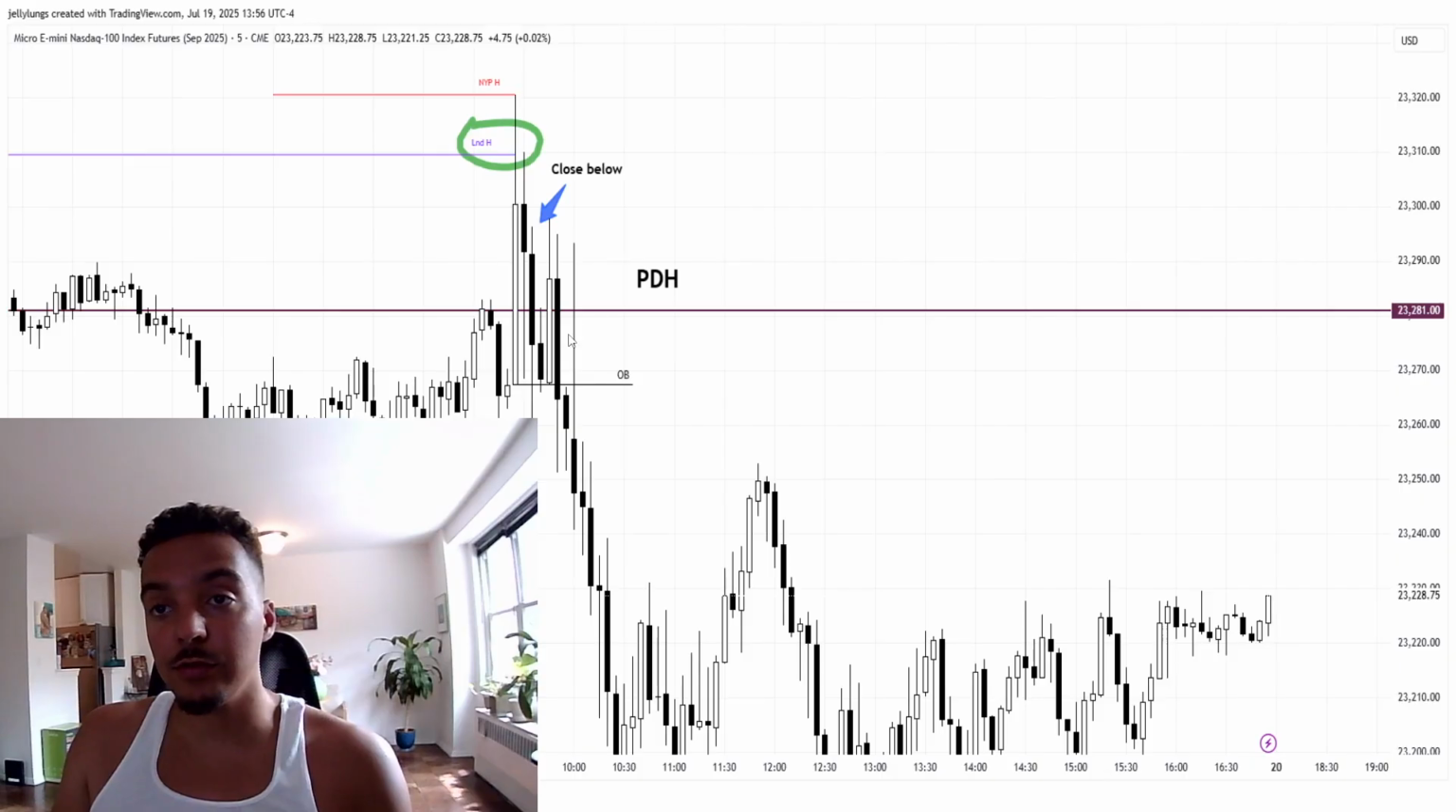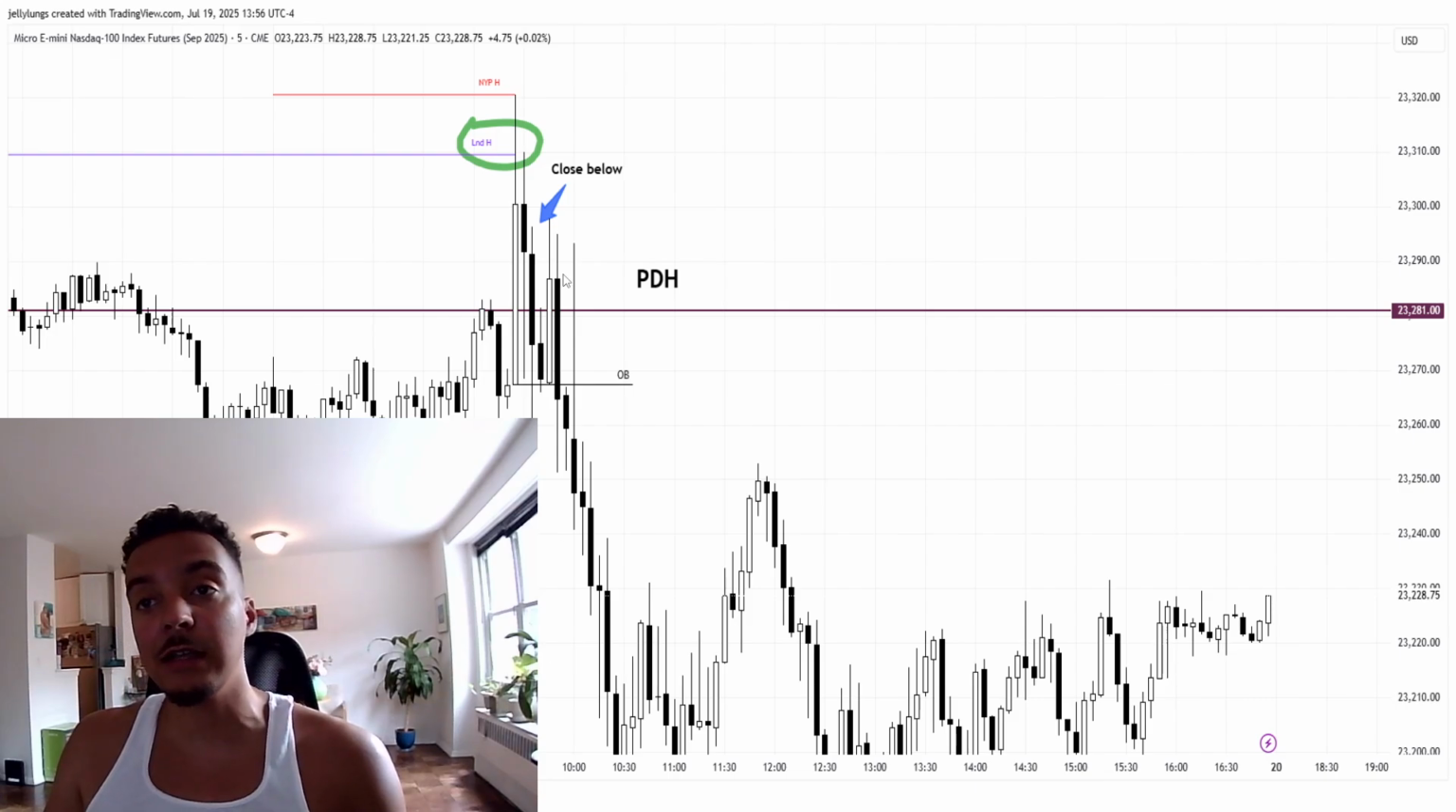So this was my setup on the 5-minute. I shorted right here, stopped right here, my target was right here. It was $100 risk to make 200. I got break even.